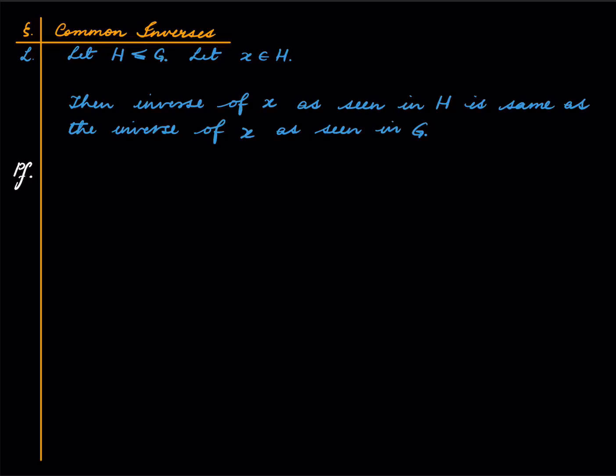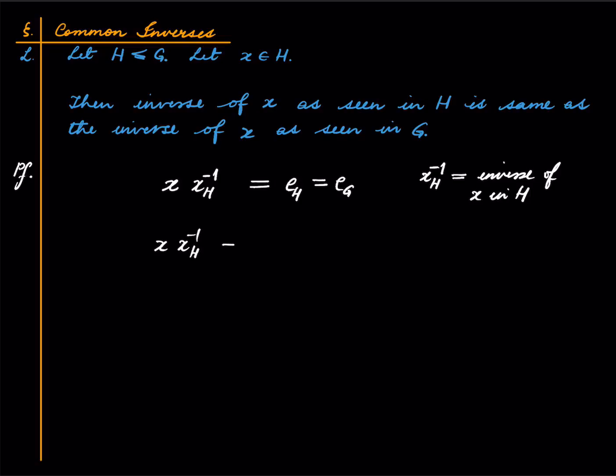So what we have is X times X inverse, where this inverse is taken in H. Let me put a subscript here. So this is the inverse of X in H. This is legitimate because H is a subgroup under the binary operation restricted from G. So what is this? This is by definition EH. That's how inverses are defined. But we have already shown that EH is actually equal to EG. So what we have is that X times the inverse of X in H is equal to EG.